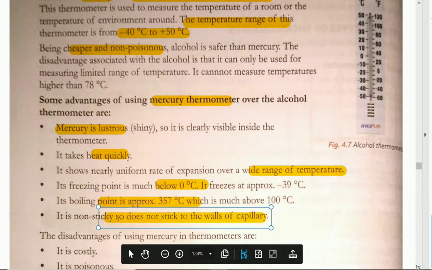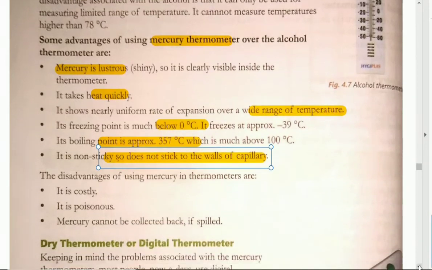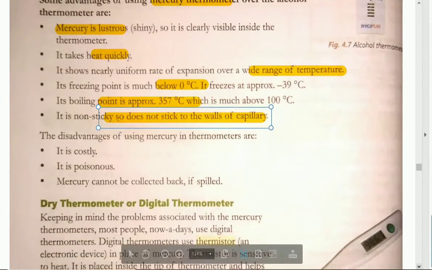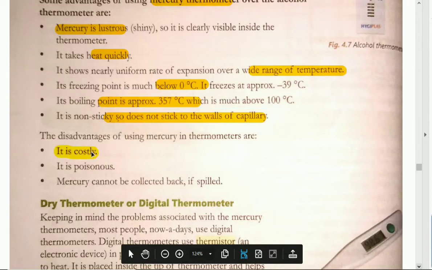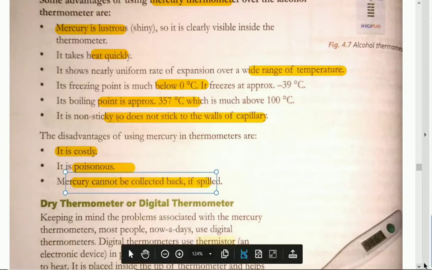But as we know, mercury is poisonous for us. Therefore, it has some disadvantages also. It is costly, it is poisonous, and mercury cannot be collected back if it is spilled.